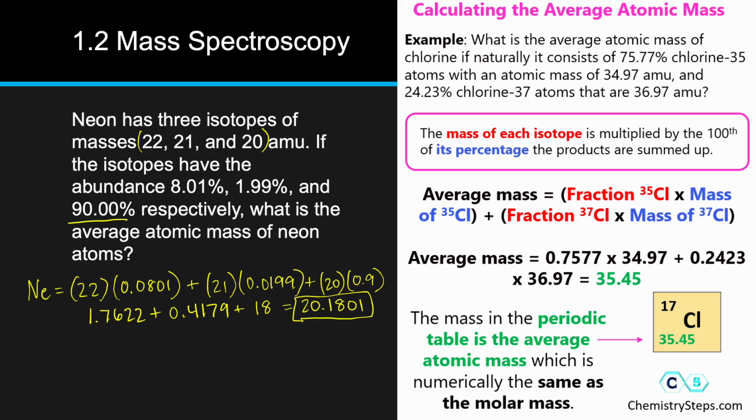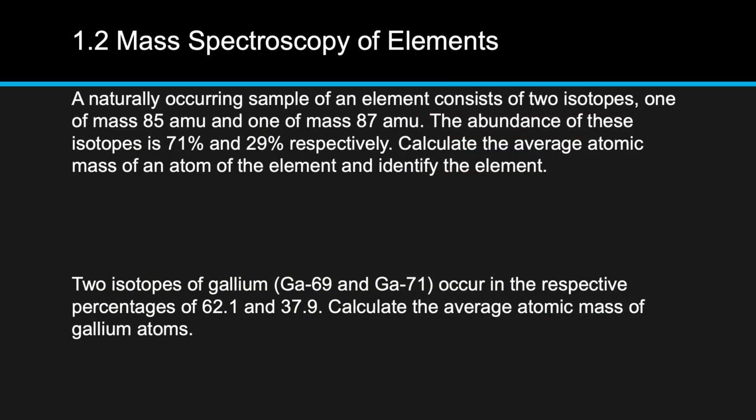And then this figure on the right here is just another example if you want to quickly run through it before we move on. A naturally occurring sample of an element consists of 2 isotopes, one with a mass of 85 AMU and one with a mass of 87 AMU. The abundance of these isotopes is 71% and 29% respectively. Calculate the average atomic mass of an atom of the element and identify the element.